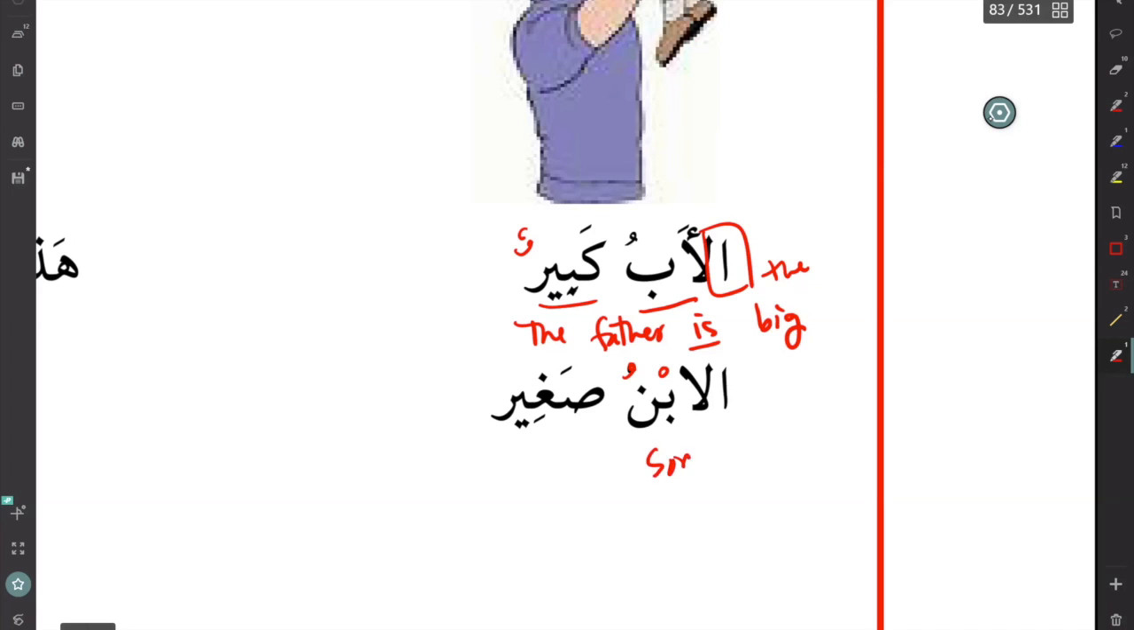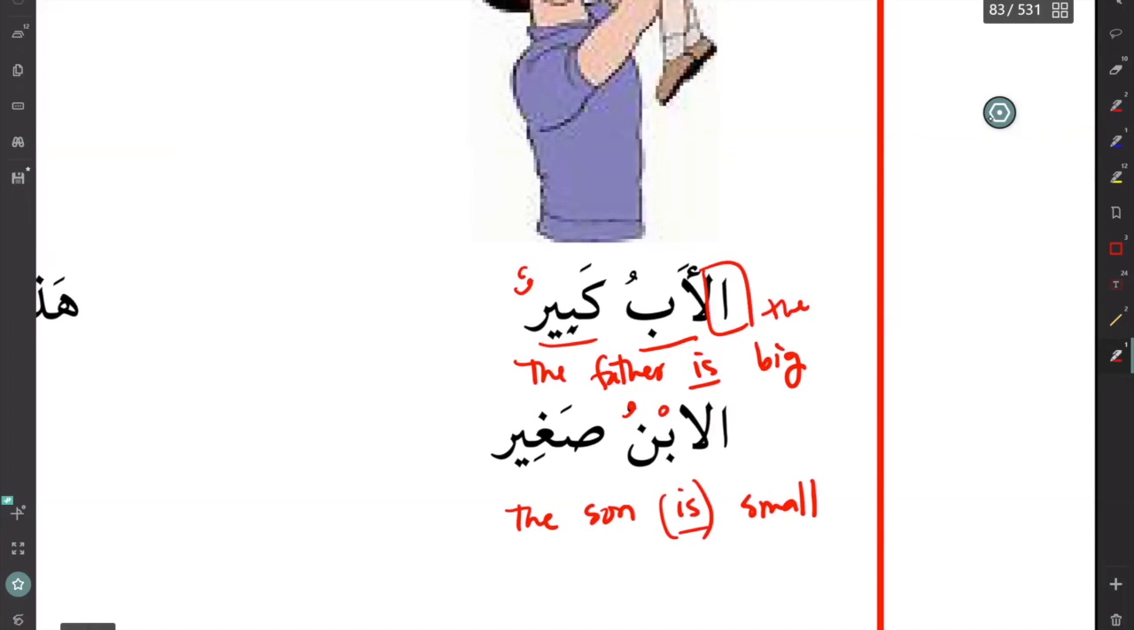So what is ibn? Ibn is son, right? So it's going to be the son. Saghir is small. So again, this is a sentence. The son, small. So we have to translate in Arabic, and we have to say the son is small. You see, we have to put this helping verb "is" in English. In Arabic, we don't have to worry about that. We say al ibnu saghir.